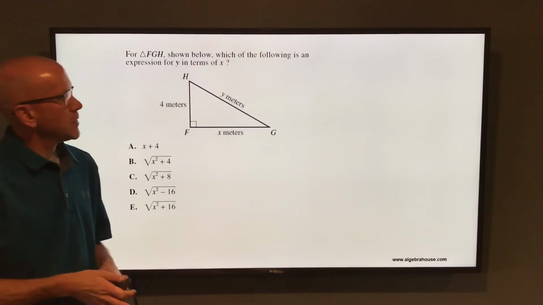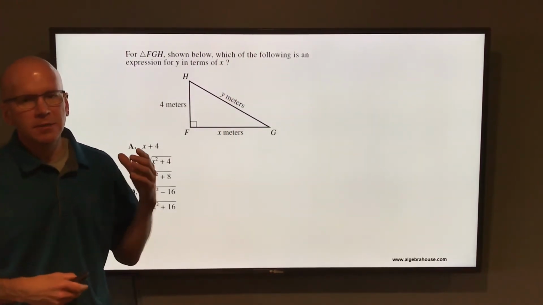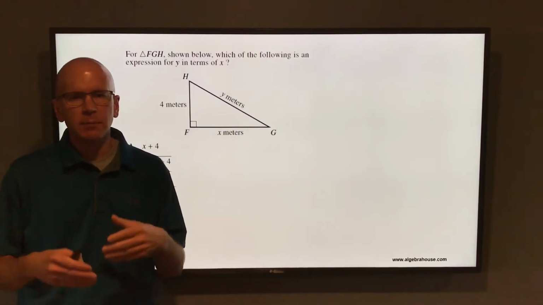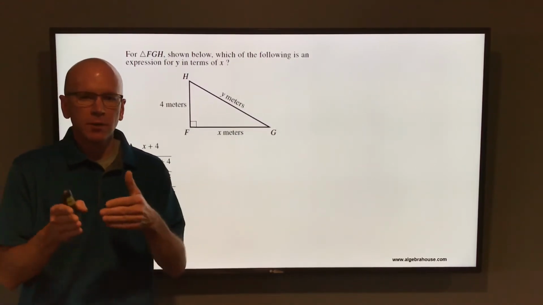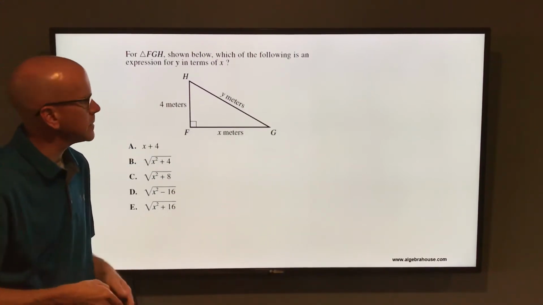For triangle FGH shown below, which of the following is an expression for y in terms of x? When it says expression for y in terms of x, that means you're solving this for y. It's going to be y equals, and then everything else is going to be on the other side, including the x.